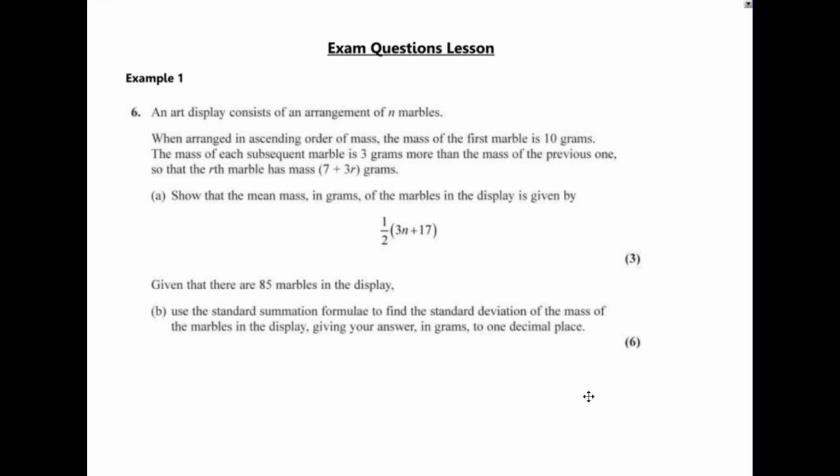This is lesson 3 in the series pack, which is just a couple of tricky past exam questions that's worth going through. So this first one is talking about an art display, which is an arrangement of marbles. It says, when arranged in ascending order of mass, the mass of the first marble is 10 grams, and the mass of each subsequent marble is 3 grams more than the mass of the previous one, so that the r-th marble in the series has mass 7 plus 3r grams. It wants us to show that the mean mass of the marbles is given by this.